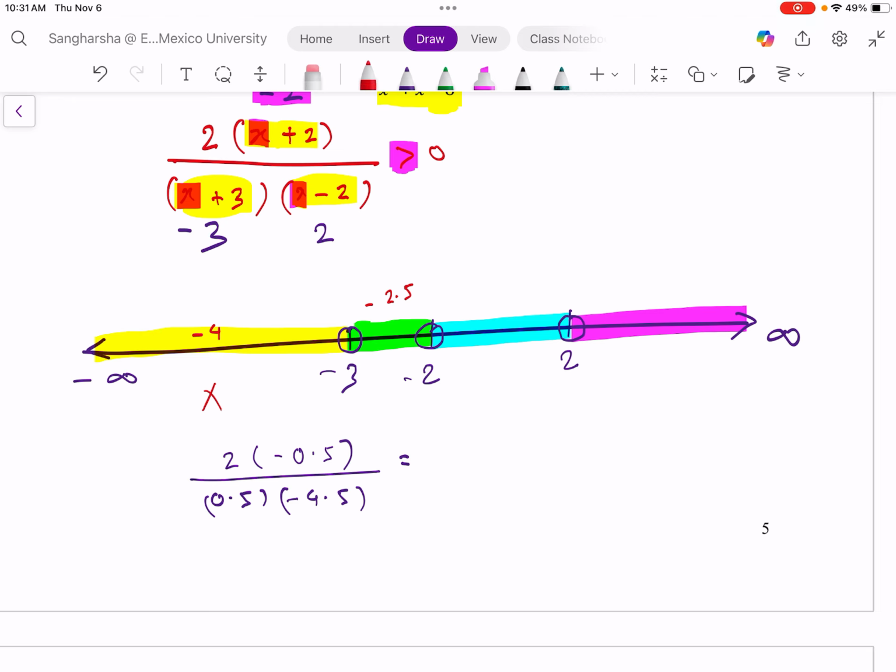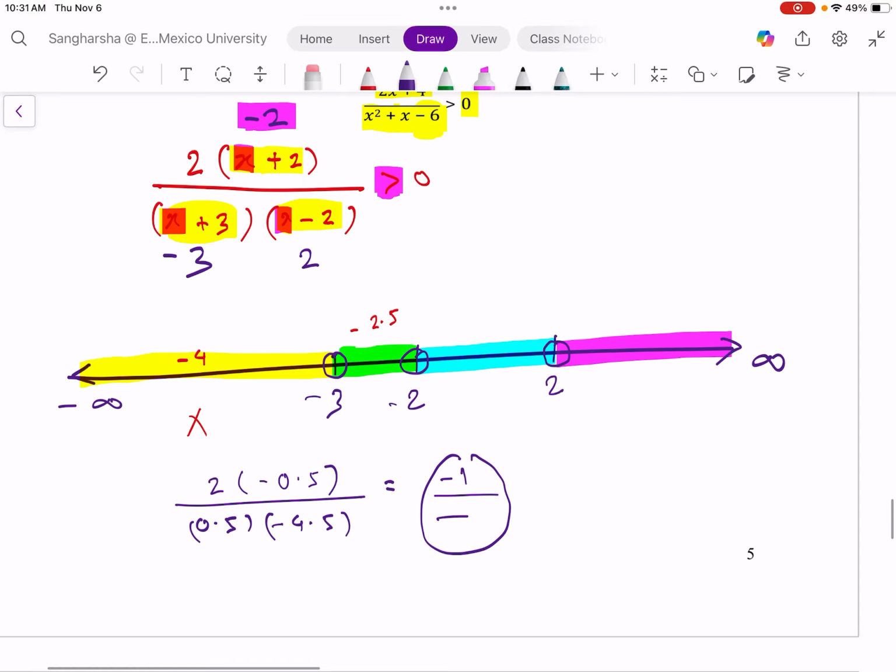So 2 times, that is negative 1, divided by, okay, what is this? We get some negative number, right? So a negative number divided by a negative number gives a positive number. Now is a positive number greater than 0? Positive numbers are greater than 0, right? It means this is the solution.